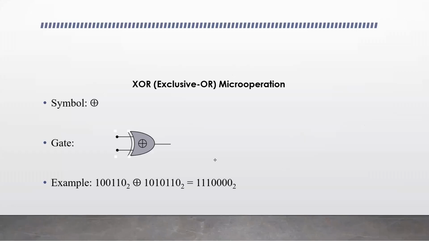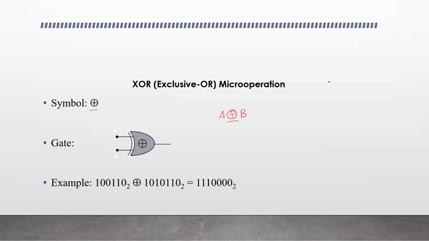And the next operation is exclusive OR operation. The symbol used is this, okay. It is a plus symbol surrounded with a circle, okay. This is the symbol used to represent the exclusive OR operation, okay. If the contents of two registers need to be XORed, we say A XOR B, okay. This is how we represent this micro operation. And the logic gate used is this.